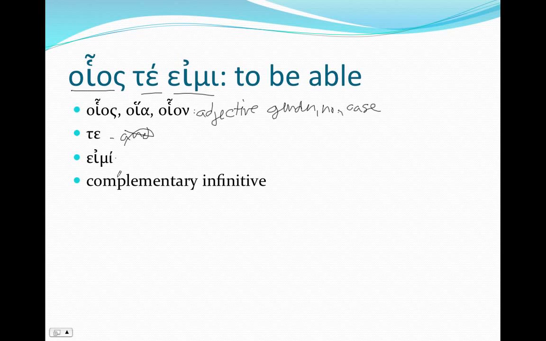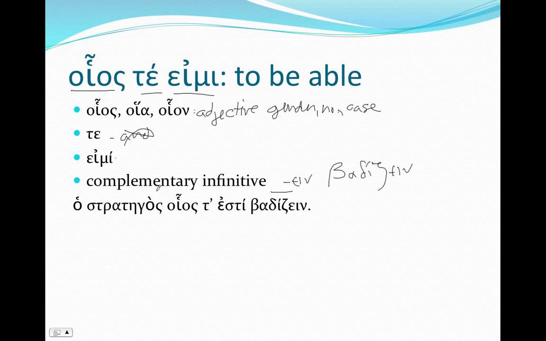And then you're going to need a complementary infinitive. Remember, infinitives that we've learned so far end in -ειν, the verb stem plus -ειν. So you have to be able to do something, right? And in our example sentences, most of them are going to be βαδίζειν, to walk. So let's look at some of these examples.